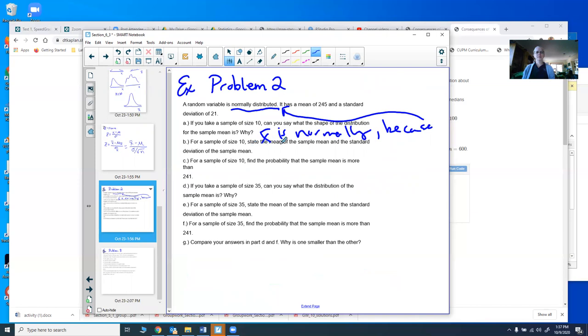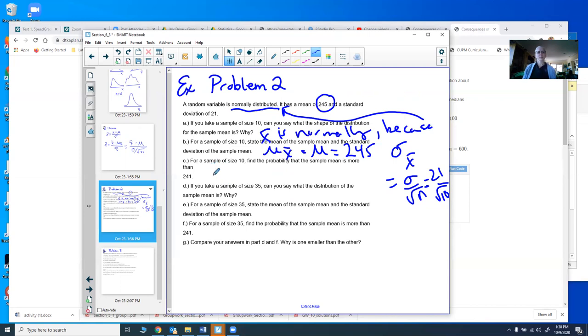So for a sample of size 10, state the mean of the sample mean and the standard deviation. So we want the mean of X bar. Well, that's just the mean of your original data, which is right here, 245. We also want the standard deviation of the sample mean. That's your standard deviation over the square root of n. Your standard deviation was 21. N is 10, it says right there, sample size is 10. So it's just 21 over the square root of 10. I don't care what that value is. I just need to know how to find it.